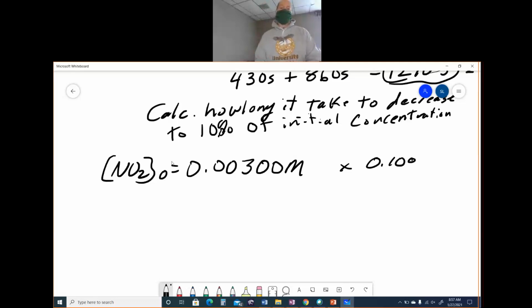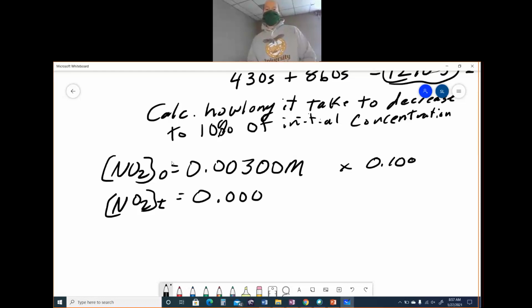Okay. So when it decreases to 10% of its original concentration, now we have our NO2 concentration at time t. It is only 10% of that. So we just move the decimal one spot. So now it's going to be 0.000300. All right, so we had 0.003, now only 10% remains. And so we had to multiply that by the 10% of our initial concentration. And so again, now we have to use the other equation.